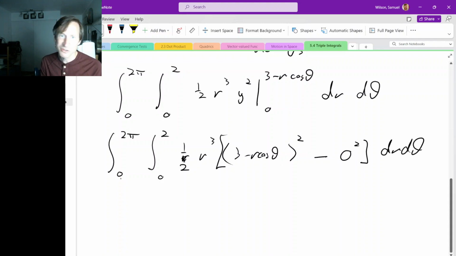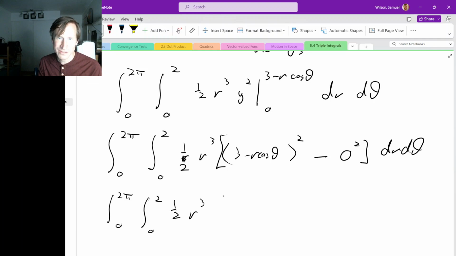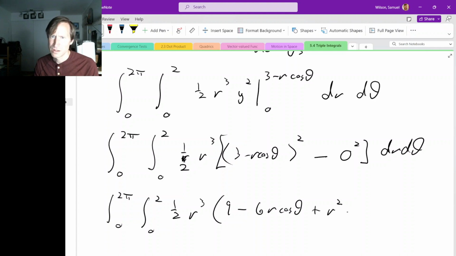Okay, now we're going to have to multiply out this squaring to do this integral. So, integral from 0 to 2 pi, integral from 0 to 2, 1/2 r cubed. Multiply out this squaring, we get (9 minus 6r cosine theta plus r squared cosine theta) dr d theta.